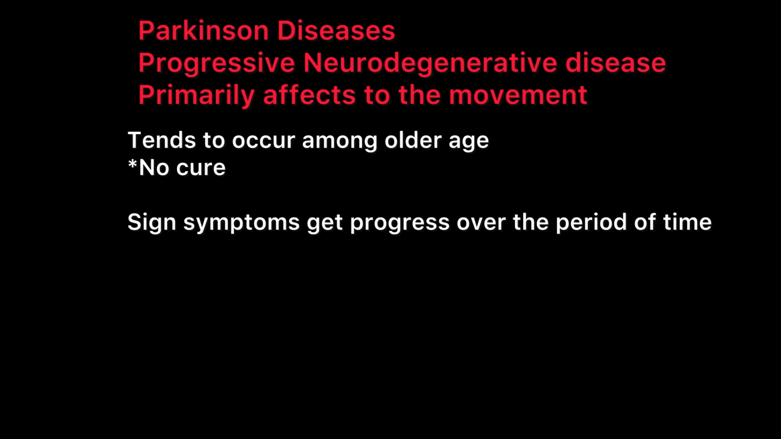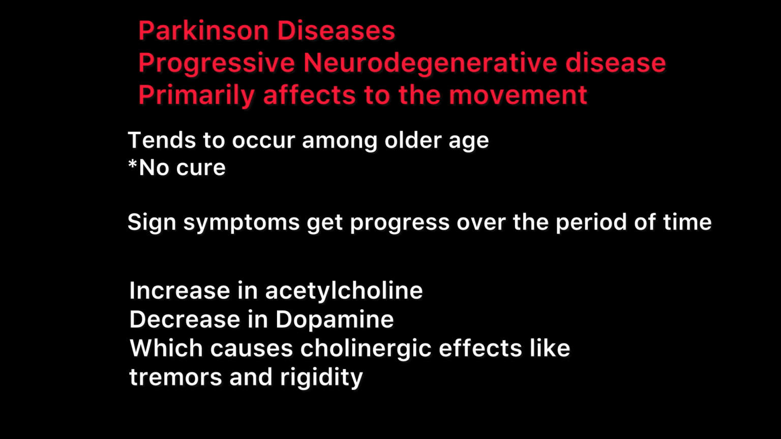And another topic in neuro disease is Parkinson's disease, which is a progressive neurodegenerative disease that primarily affects movement. Parkinson's disease tends to occur in older age, 60 plus. There is no cure. There are medications to relieve signs and symptoms. Normally, in the nervous system, there is a balance between acetylcholine and dopamine. Acetylcholine is an excitatory neurotransmitter, and dopamine is an inhibitory neurotransmitter.